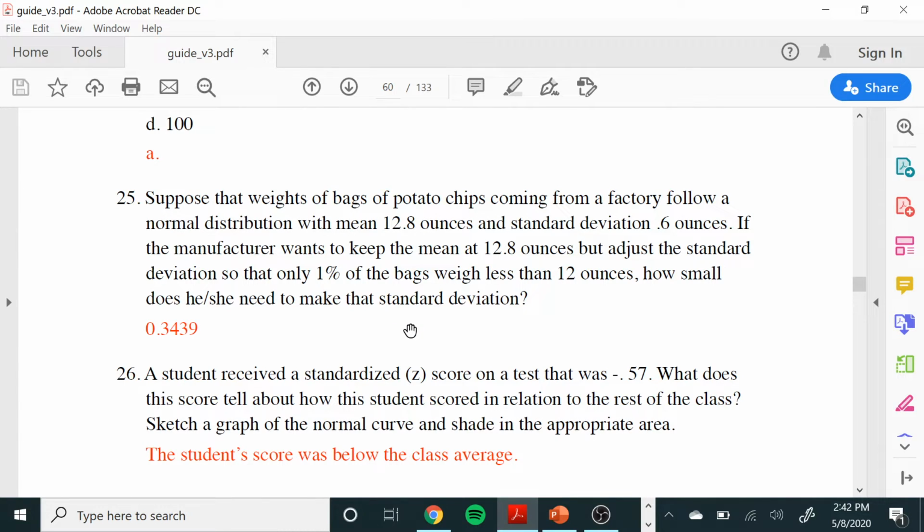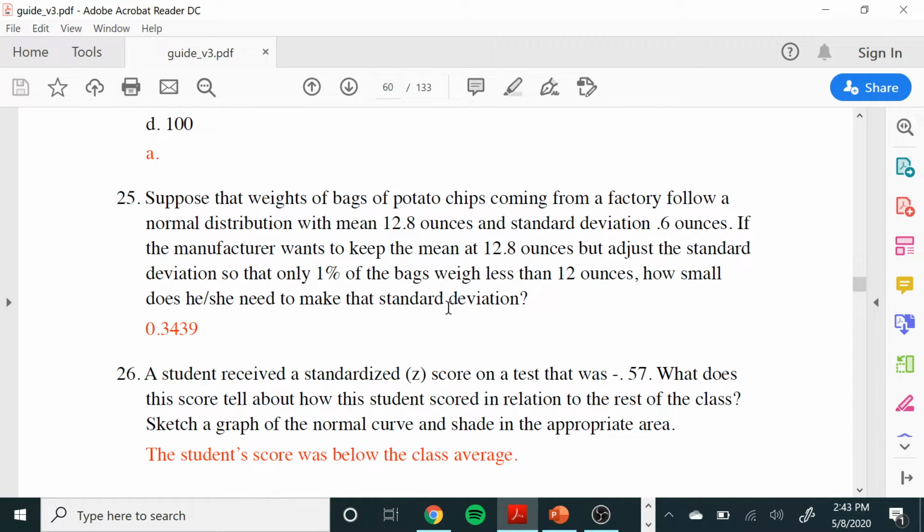Okay, let's see what we got here. So suppose that weights of bags of potato chips coming from a factory follow a normal distribution with a mean of 12.8 ounces and standard deviation of 0.6. So what the manufacturer wants to do, he wants to keep the mean at 12.8, but adjust the standard deviation so that only 1% of the bags weigh less than 12 ounces. Well, wait a minute. We're trying to find out a standard deviation. Neither calculator gives you a standard deviation.